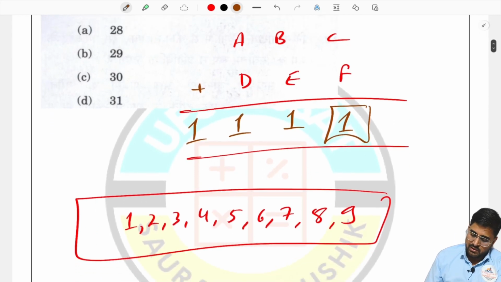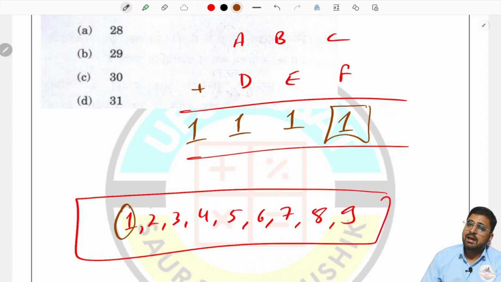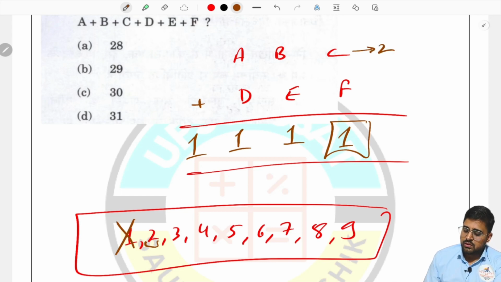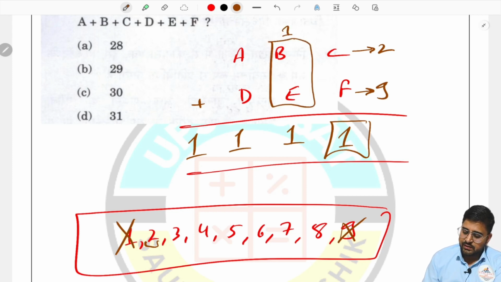So what do we have? If we put 1, is there any chance you can make it 1 at the unit digit? Because 0 is not present, so 0 plus 1 is equal to 1. But 0 you can't take, and 10 you can't take, it becomes a 2-digit number. So 1 gets cancelled. Can you take the 2? Yes, if you take C as 2, then if you put F as 9, then it becomes 11. 1 carry forward.